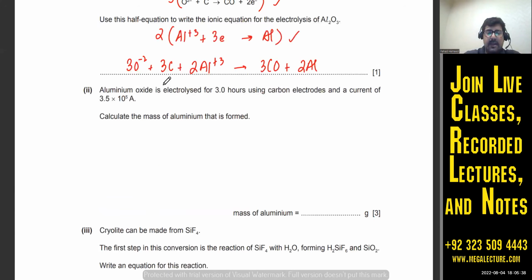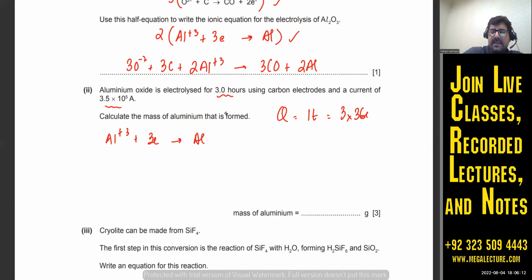The point is Q is equal to IT. Again, saying aluminum oxide is electrolyzed for 3 hours using carbon electrodes and a current of this many amperes. Calculate the maximum mass of aluminum formed. Now, in the electrolysis, Al3+ gains 3 electrons to form aluminium, right? The electrolysis is going on for 3 hours and the current is given. So how much charge flows through it? Q is equal to IT. If I do that, it's going to be 3 into 1 hour में कितने seconds होते हैं? That's 3600 seconds into the current, which is 3.5 into 10 to the power 5 amperes.